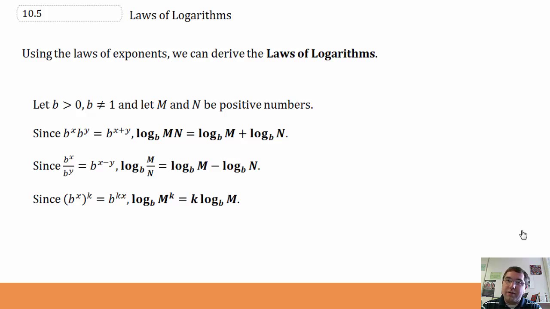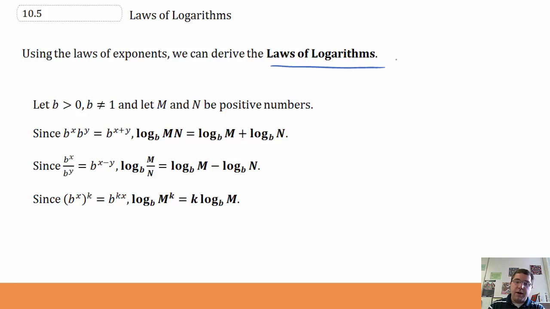This is section 10.5 of Honors Algebra 2, Laws of Logarithms. So using the laws of exponents, we can derive the laws of logarithms. Let's let b be a positive number where b is not equal to 1, because b is going to be the base of a log, and we know that needs to be positive and not equal to 1. And let's let m and n be positive numbers.